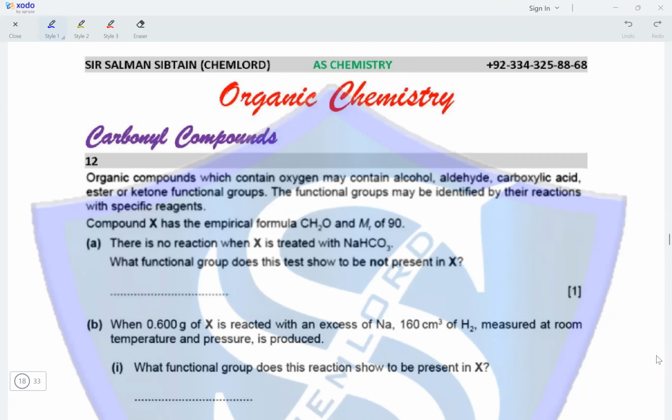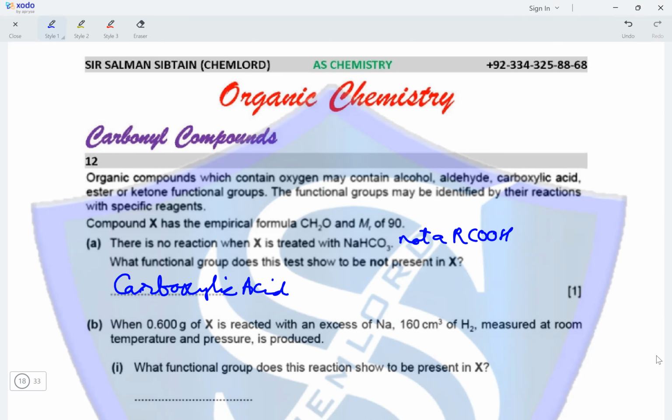So that means it is not a carboxylic acid. What functional group does this test show to be not present in X? So the group that is not present is a carboxylic acid group. When 0.6 grams of X is reacted with an excess of sodium, 160 cm³ of hydrogen measured at room temperature and pressure is produced. What functional group does this reaction show to be present in X?